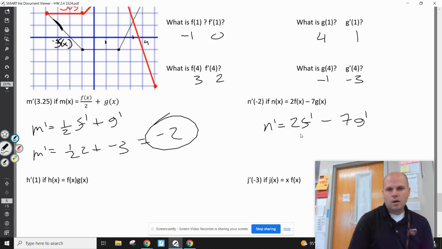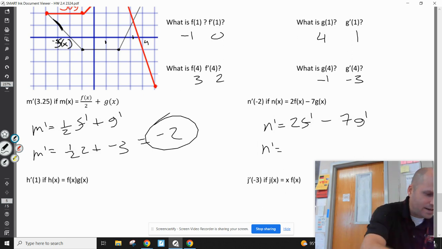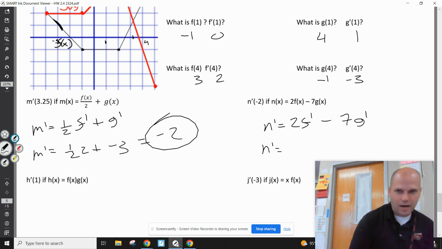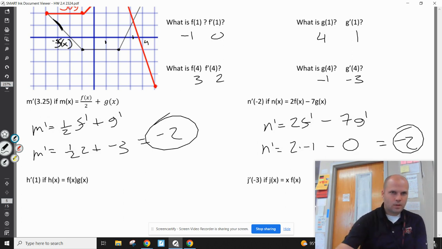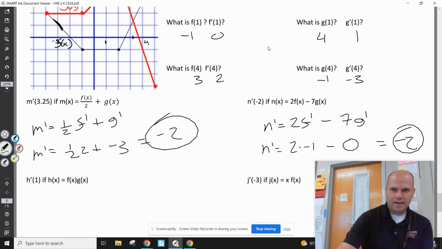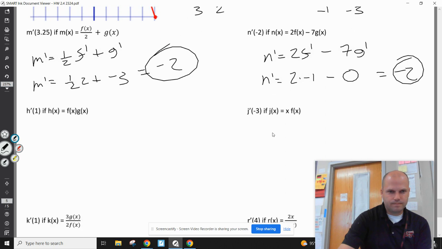Done. At -2, the slope of f is -1. The slope of g at -2 is 0. There's my answer. G prime is the slope of g.